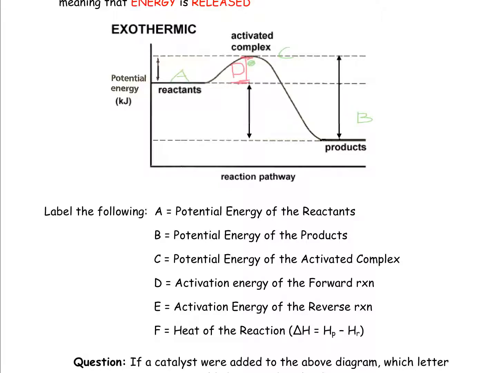Activation energy of the reverse reaction. This time we're starting out at the products and we're moving up to the activated complex. So if we use this line here, this would be our activation energy of the reverse reaction, E. A much larger hill here means much more activation energy. And my delta H, my change in heat of the total reaction, we label F. It is our difference between our products and our reactants, and that would be a negative delta H.